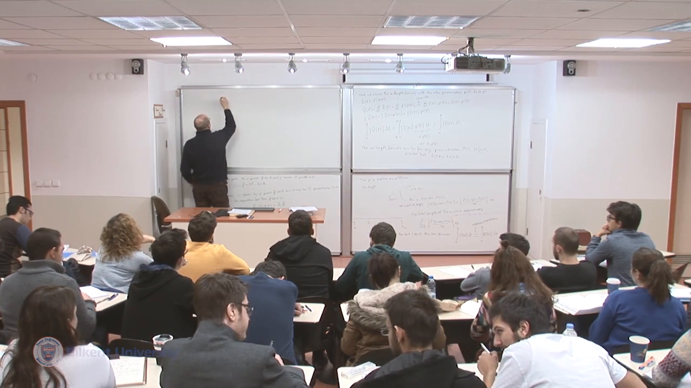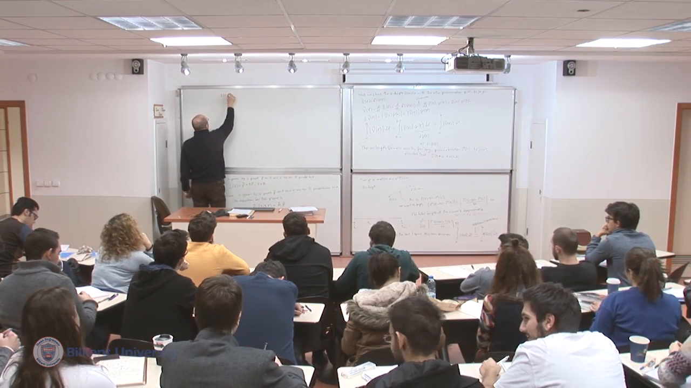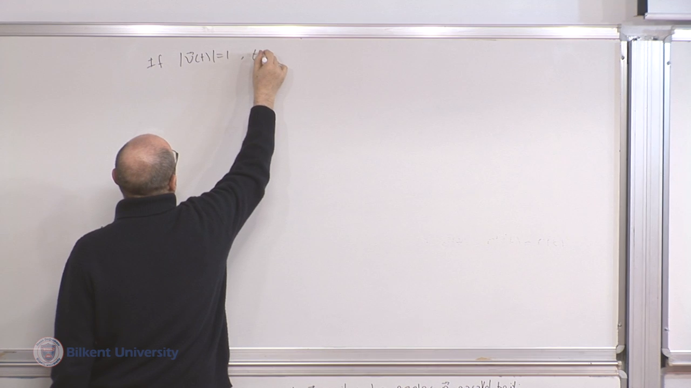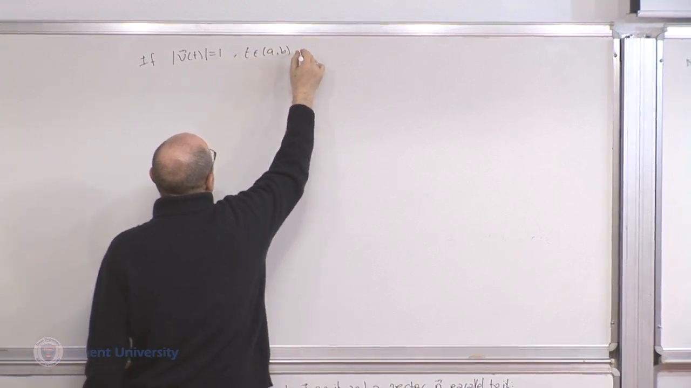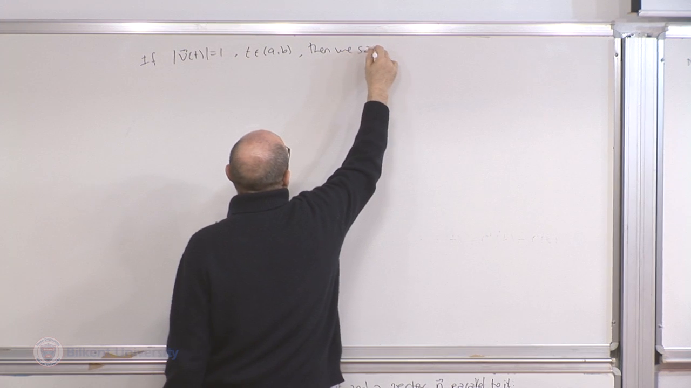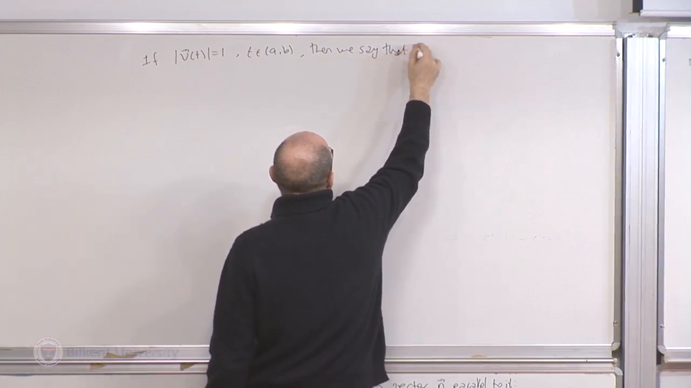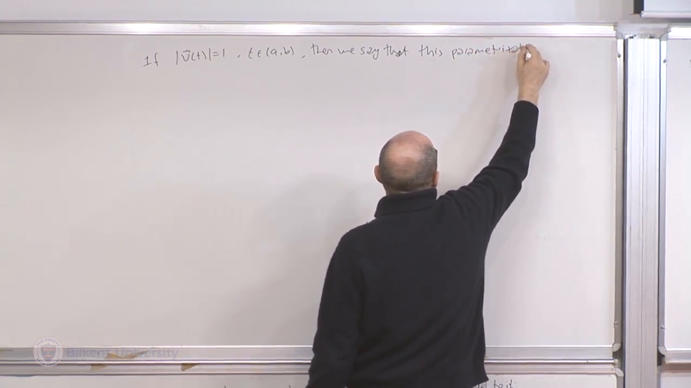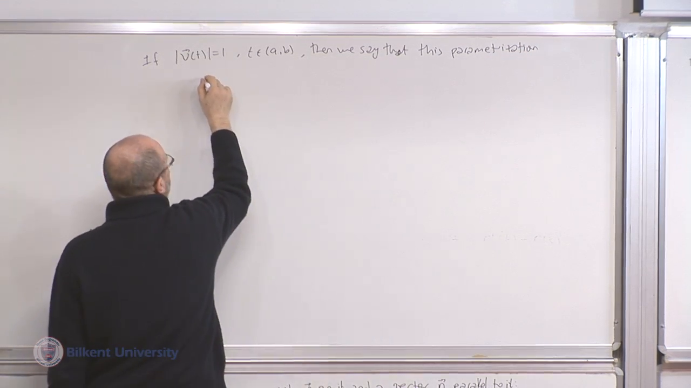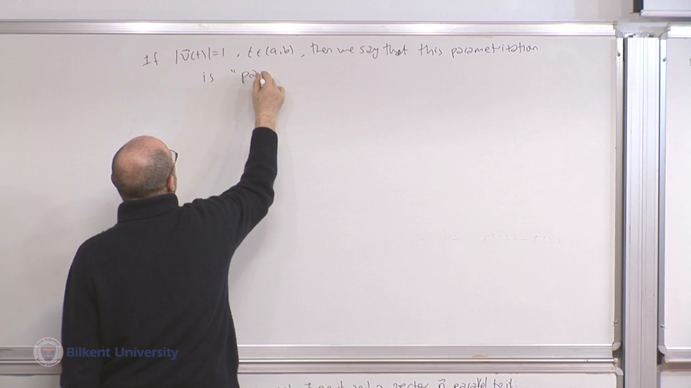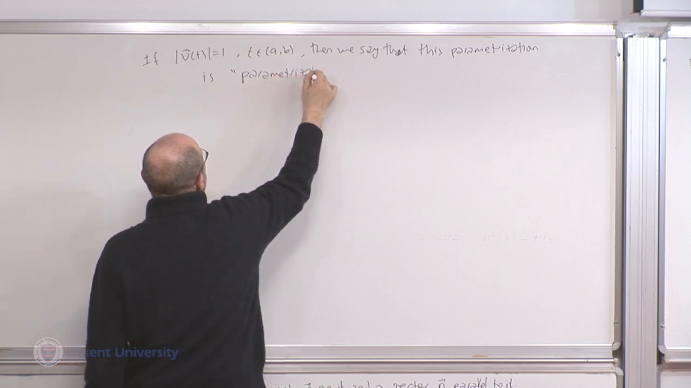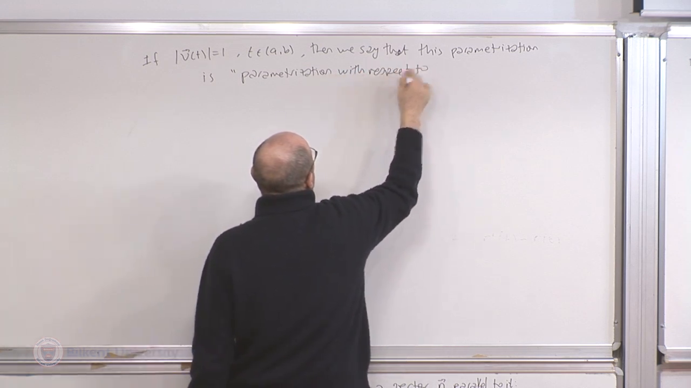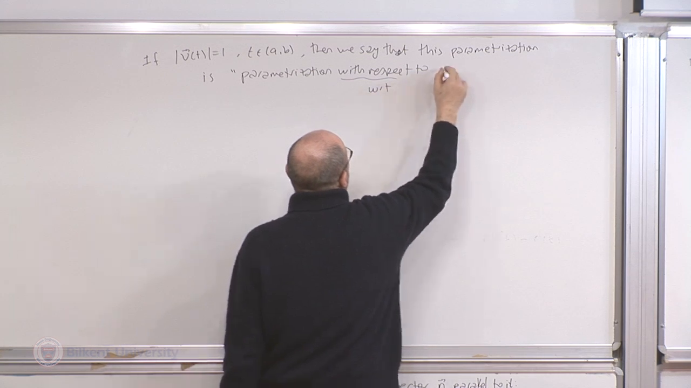Okay, so if the length of the velocity vector is equal to 1 for t in, say, the interval a, b, then we say that this parameterization is a parameterization with respect to arc length. So generally I'll write with respect to arc length.